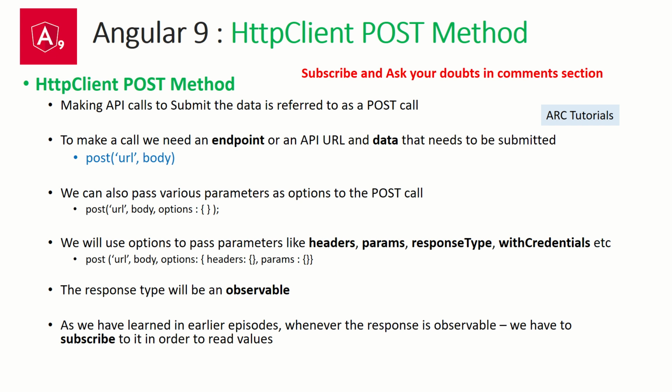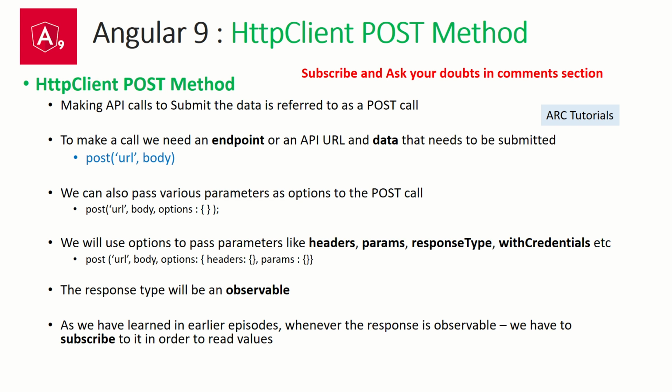The syntax is that the method we'll call is dot post, and we have to provide two parameters. One is the endpoint or the API URL. The other is the body. We can also pass options like headers and params. We can also pass response type, with credentials, etc.